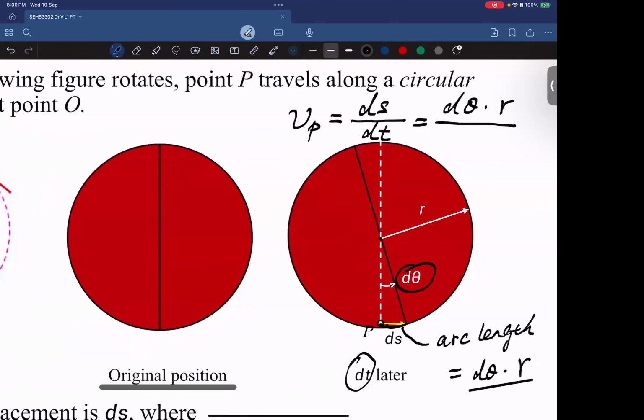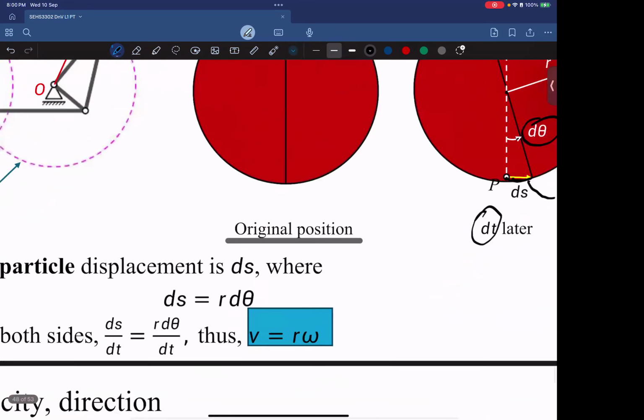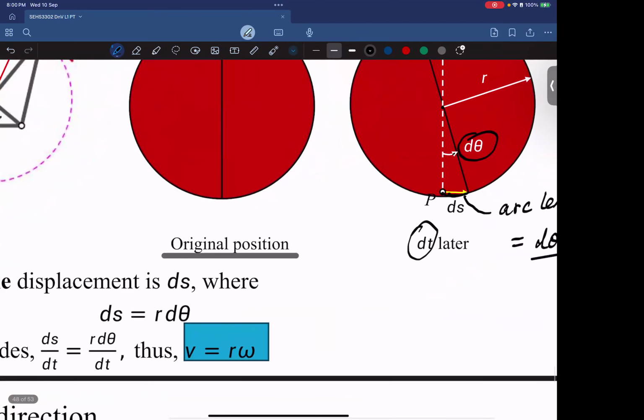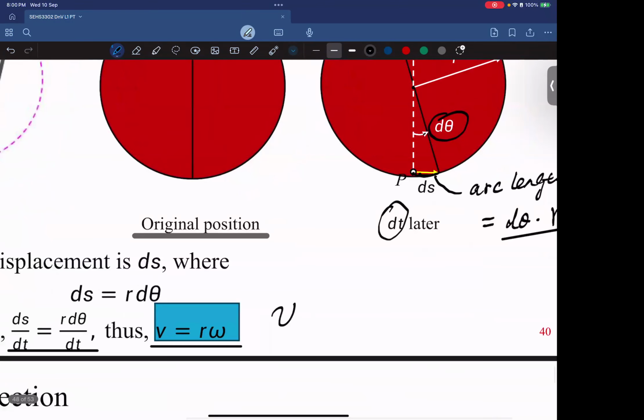We just repeat it. ds has a d theta, and here has a dt. d theta over dt, we have defined it as omega, the angular velocity. Therefore, we got a relationship like this. If we calculate the velocity, it is the radius times omega, which means velocity is angular velocity times r.